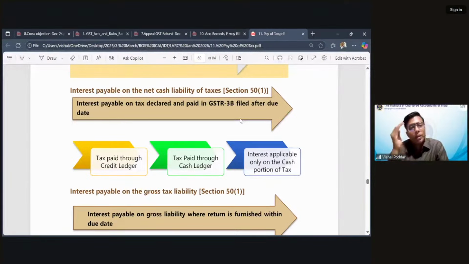But where the entire return of August itself is filed in November, December, March, that is, the return itself is delayed, and obviously in the return both outward and inward transactions are there, in that case the interest is computed on the net amount. That is the amount which you are required to pay through the cash ledger. So I hope you understood this very important difference about computation of interest.